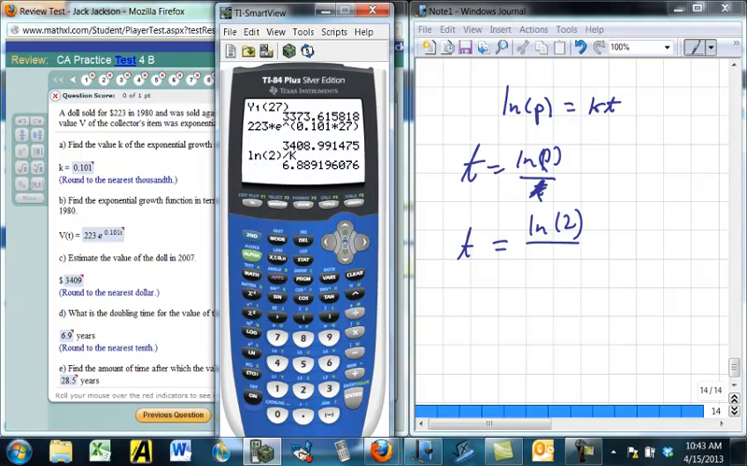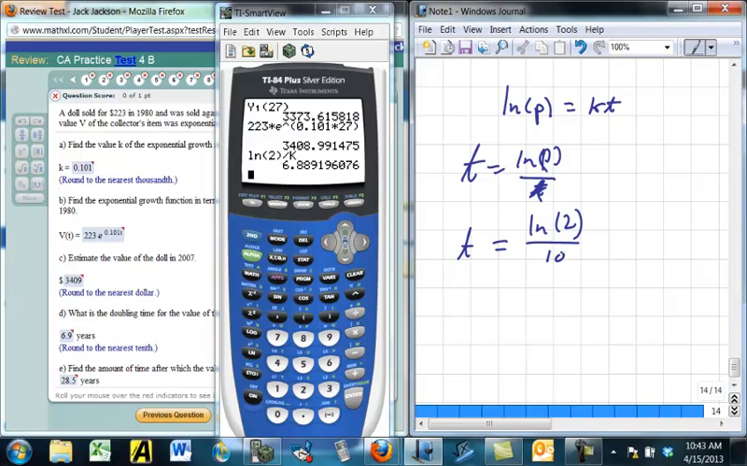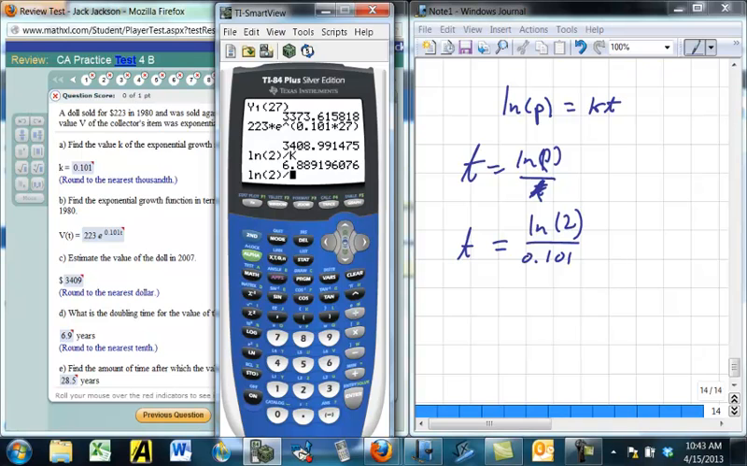Rounds off to 2 digits, this is going to probably be the same either way, 6.9. If we use the 0.101 version of k, then it's natural log of 2 divided by 0.101. And notice these do agree to 2 significant digits, but not 3. 6.89 would be more accurate than 6.86. But rounded off to two significant digits, 6.9 either way. So 6.9 years.